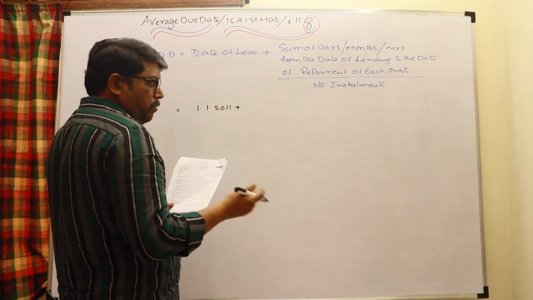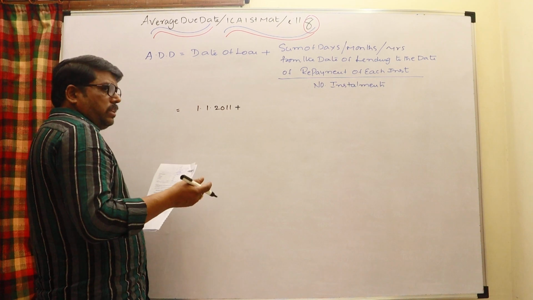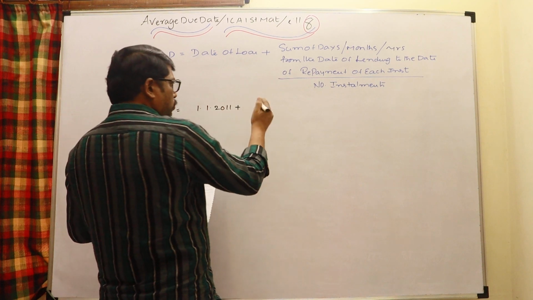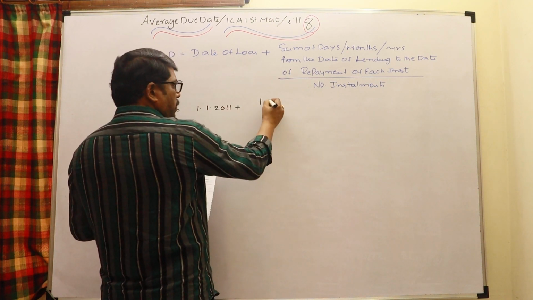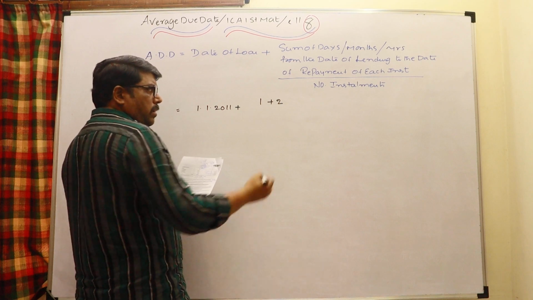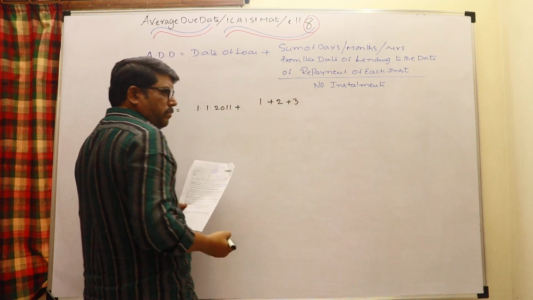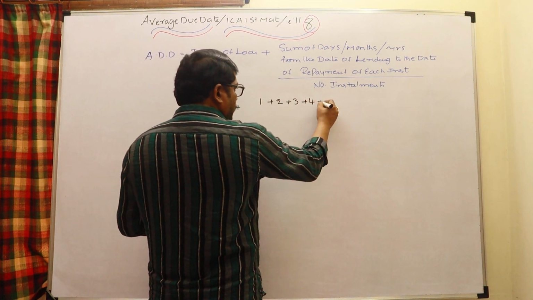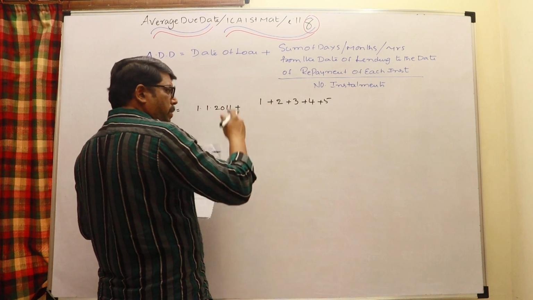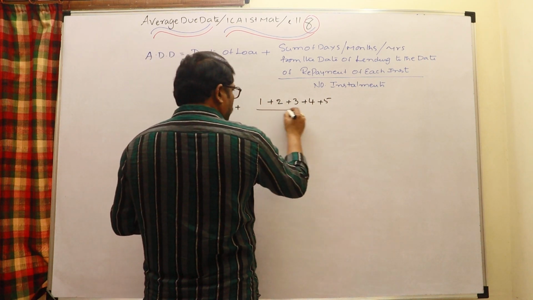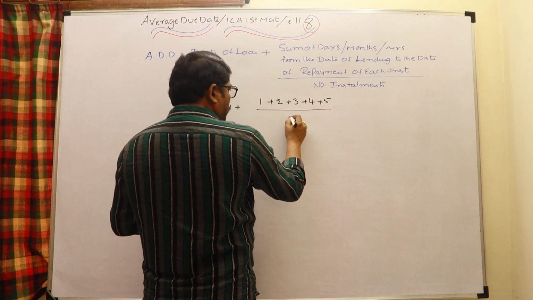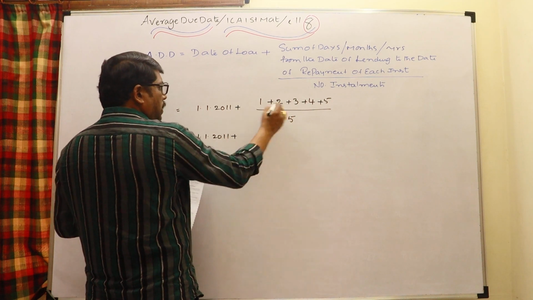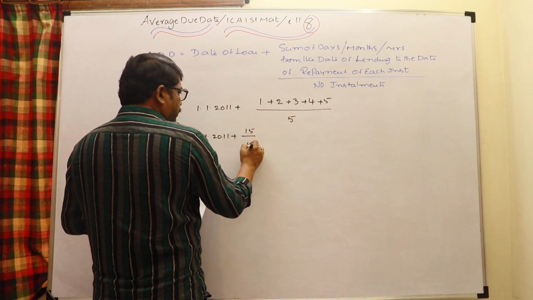For each repayment, here they would like to pay 2,000 each year starting from 1/1/2012. From 2011 to 2012, for the first payment they take 1 year. For the second payment they take 2 years, third payment 3 years, fourth payment 4 years, fifth payment 5 years, and by the fifth payment the total amount is finished. In the denominator, the total number of installments is 5. So it will be 1/1/2011 plus, in the numerator, 15 divided by 5.